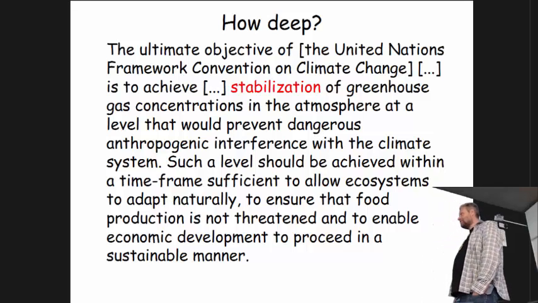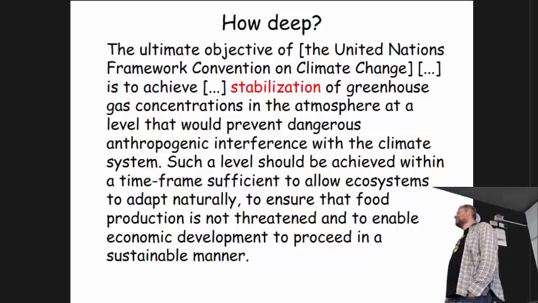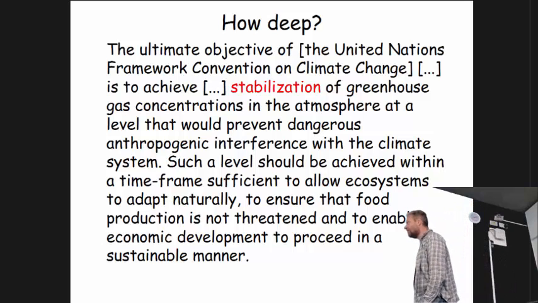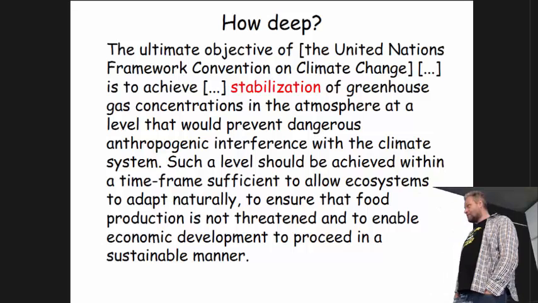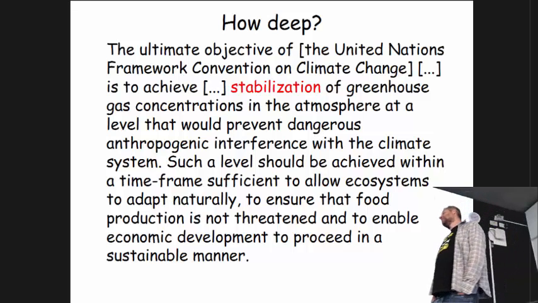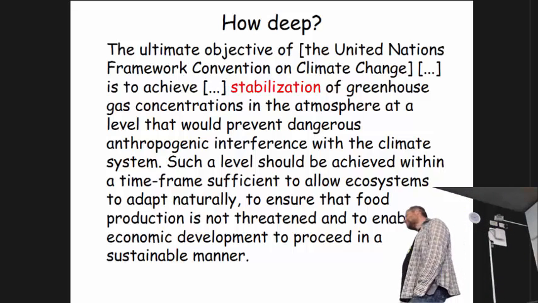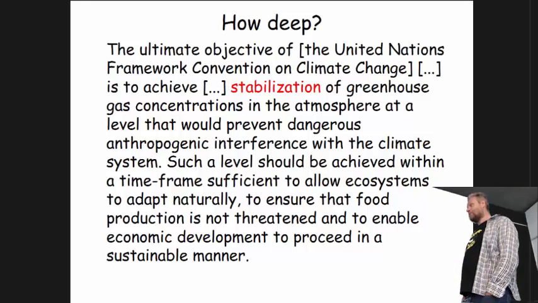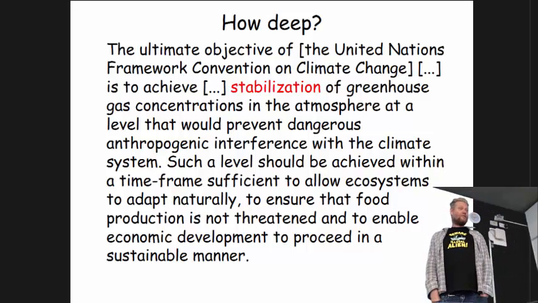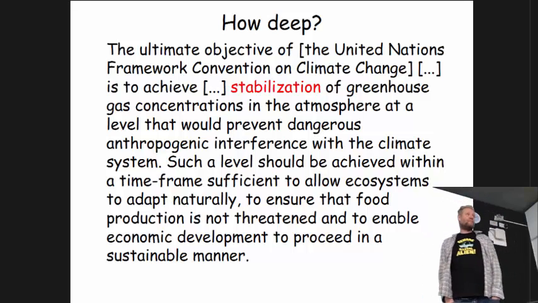The ultimate objective of this treaty is to achieve stabilization of greenhouse gas concentrations in the atmosphere at a level that will prevent dangerous anthropogenic interference with the climate system. Such a level should be achieved within a time frame sufficient to allow ecosystems to adapt naturally, to ensure that food production is not threatened, and to enable economic development to proceed in a sustainable way. It's very hard to disagree with this, right?